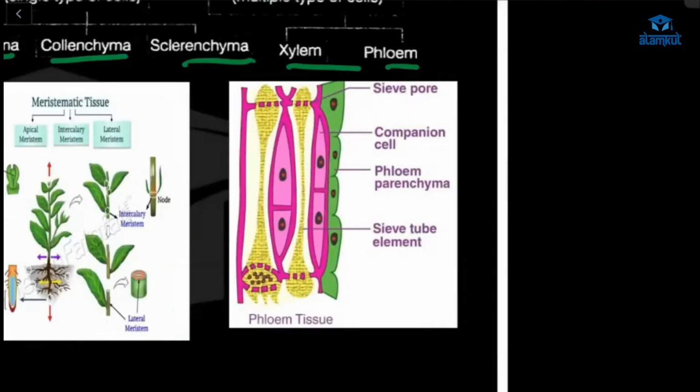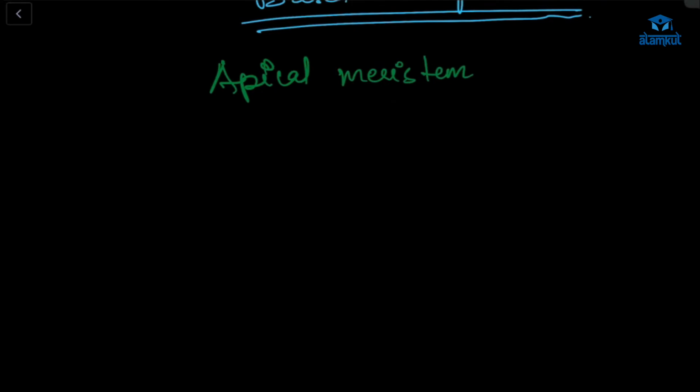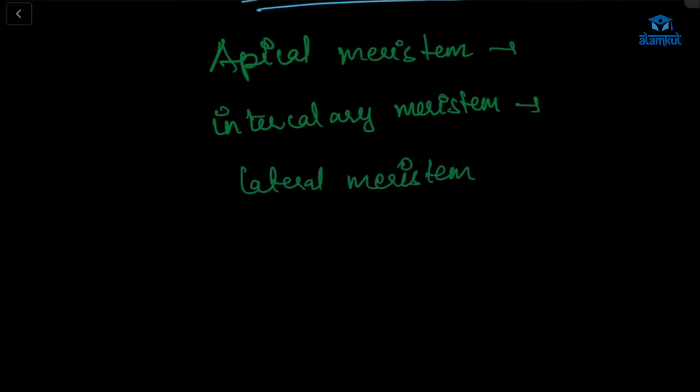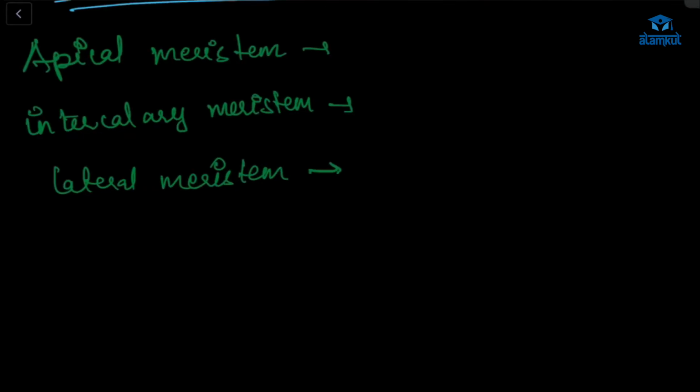Okay, yes, ma'am. So based on the position we have apical meristem, intercalary meristem, and lateral meristem. Okay, so the apical meristem is present only in the tips of stems and roots.